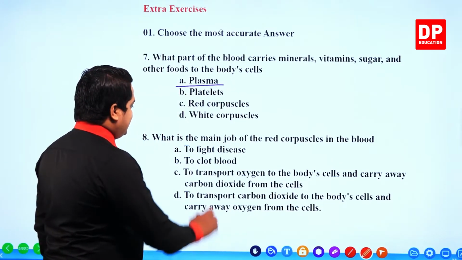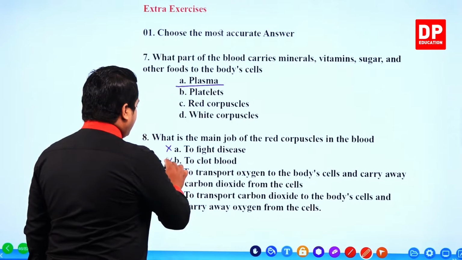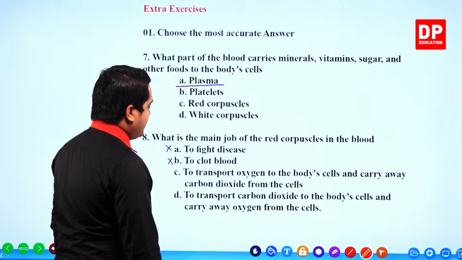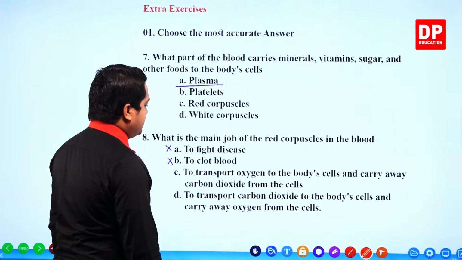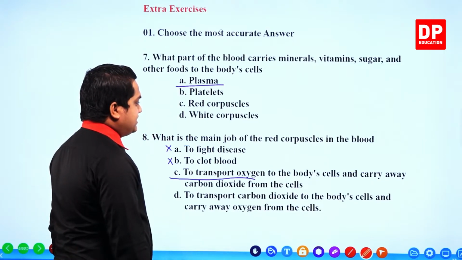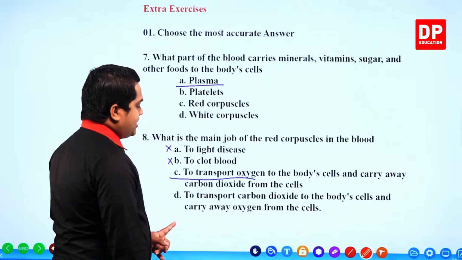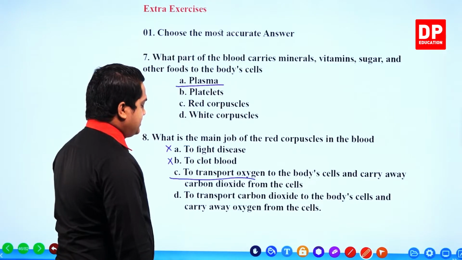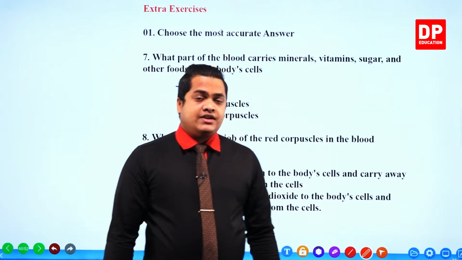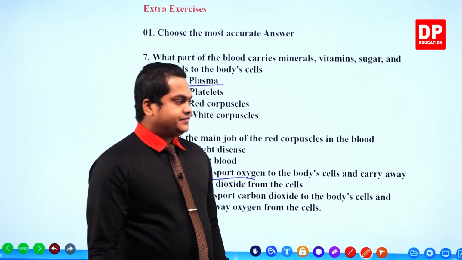To fight diseases, incorrect, that's from white blood cells. To clot blood, incorrect, by platelets. To transport oxygen to the body's cells and carry away carbon dioxide from the cells. Yes, my dear children, this is the answer. Transporting oxygen to the body's cells and carrying away carbon dioxide. Then the fourth one, transport carbon dioxide to the body cells and carry away oxygen from the cells. That is incorrect, because blood is carrying carbon dioxide, however not to the cells but out of the cells. Okay, right.